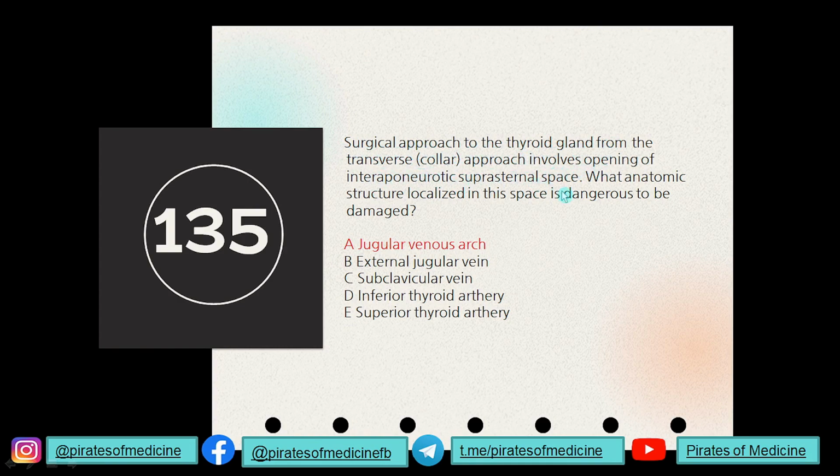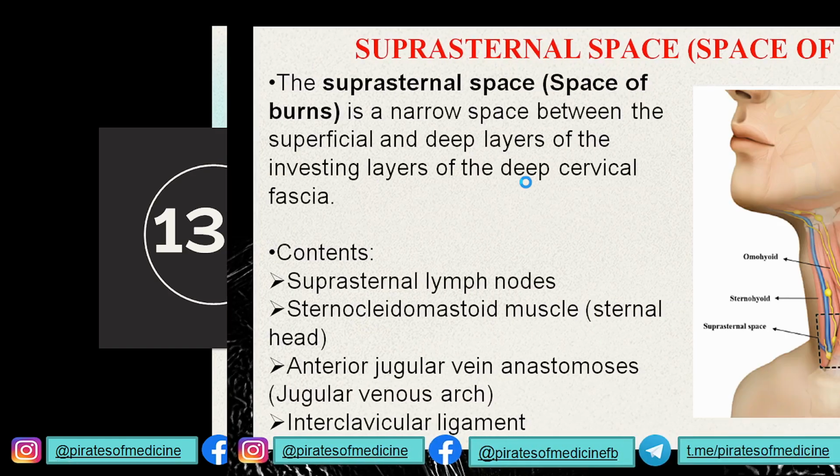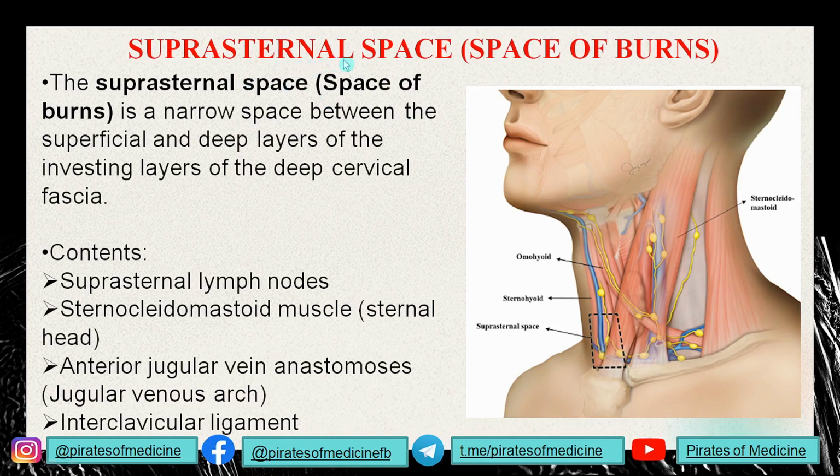So 135. Surgical approach to the thyroid gland from the transverse collar approach involves opening of an intra-aponeurotic suprasternal space. So what anatomic structure located in this space is dangerous to be damaged? First of all, this intra-aponeurotic suprasternal space they are talking about is the space of Burns, or the suprasternal space. The suprasternal space, or the space of Burns, is a narrow space between the superficial and deep layers of the investing fascia, deep cervical fascia, and you can see this is the suprasternal space.